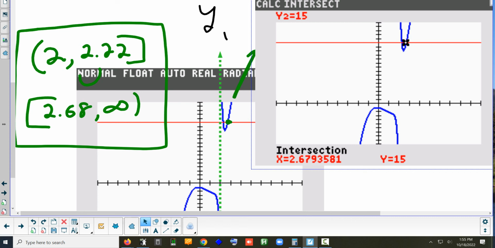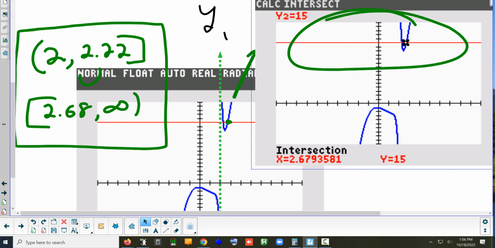Okay. Any questions on what we did for that problem? One thing is you always want to make sure you zoom out enough. If you didn't zoom out enough, you would have never even seen this part way up here. So just zoom out enough so you see it. And that's it for 4.3.